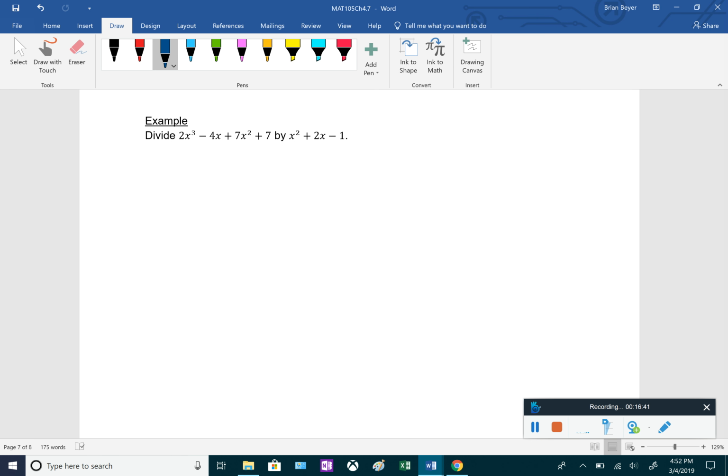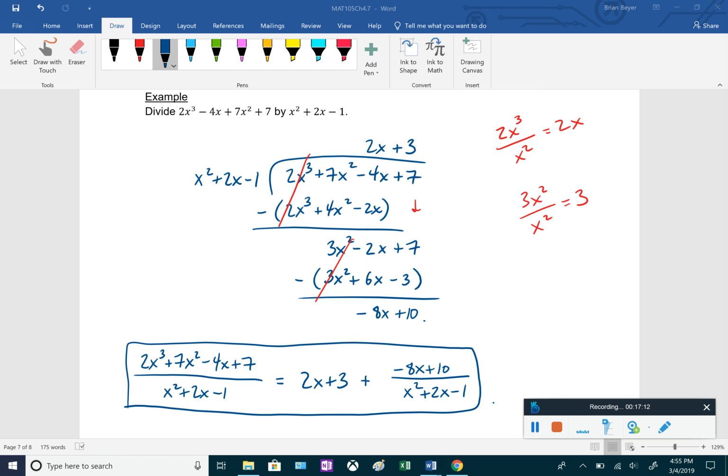And for the next one here, I'm just going to get this one set up, and then I'll pause the video, and maybe you guys can try it if you want, and then I'll just have the answer up here. So 2x cubed plus 7x squared minus 4x plus 7 divided by x squared plus 2x minus 1. Okay, so I'll just pause it and I'll do it real quick. Okay, so when we divide these, we end up getting a quotient of 2x plus 3, a remainder of negative 8x plus 10, and I wrote it down there at the bottom using the division algorithm.